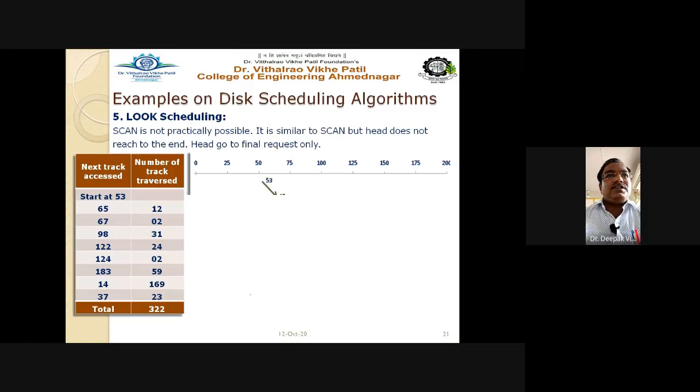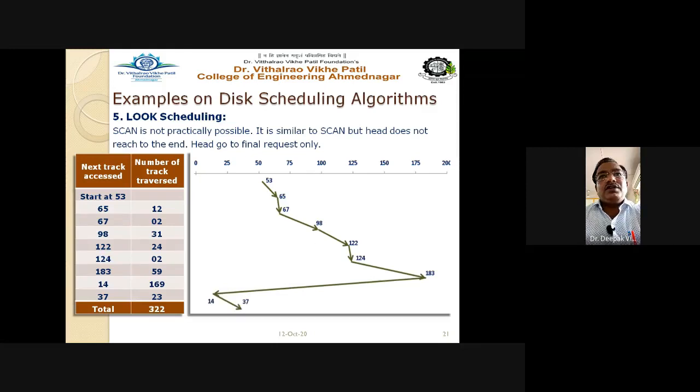The meaning is that, see here from the figure, similar to SCAN, it will move from 53 to 65, 67, 98, 122. In the LOOK scheduling algorithm also, the disk moves toward the higher numbers, from 53 to 65 to 67 to 98, always in higher order, and tries to reach 183. But in case of the SCAN algorithm, the head starts its movement in the direction of 37 first, then 14, and then it reaches 0.